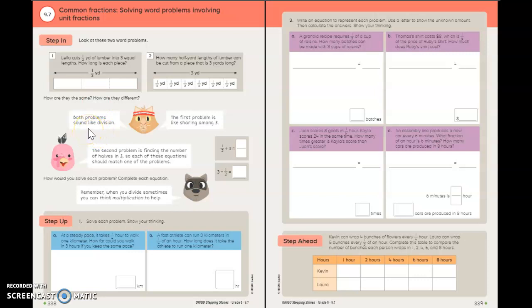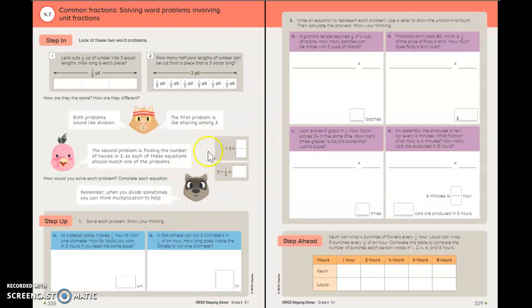Both problems sound like division. The first problem is like sharing among 3. So you have 1/2 yard and you're dividing that 1/2 yard up into 3 different pieces, just like sharing, like they said. The second problem is finding the number of halves in 3, so each of these equations should match one of the problems. Okay? So here are the equations that you have to solve for those different word problems.